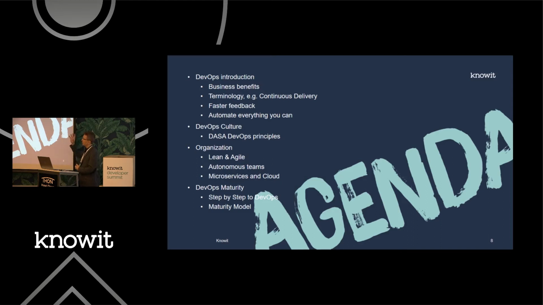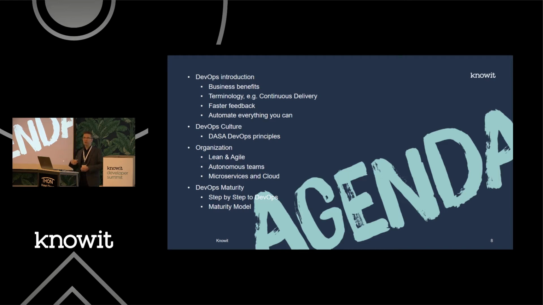I'm going to cover DevOps introduction. So the intro is about the business benefits, about technologies, about what DevOps is, some definitions, some ideas about DevOps. Then we go to cultural parts, and here I'll use DASA's definition of DevOps culture. So DevOps is about automation, but it's also about culture. It's about these two things and a number of other things as well, many things.